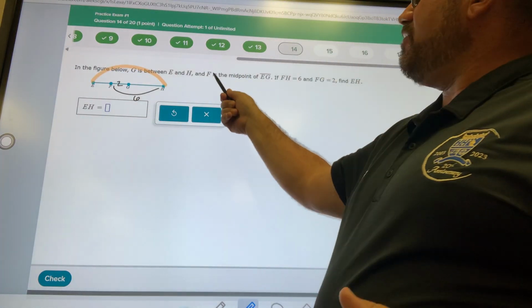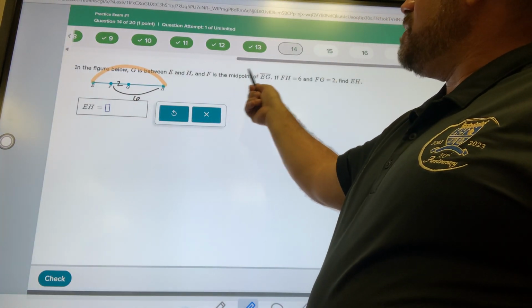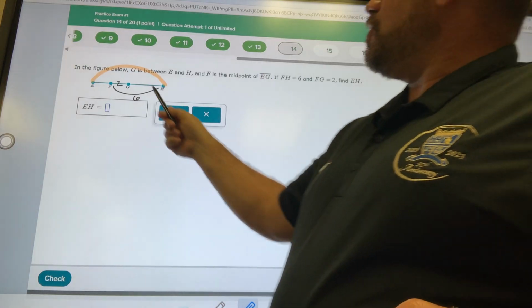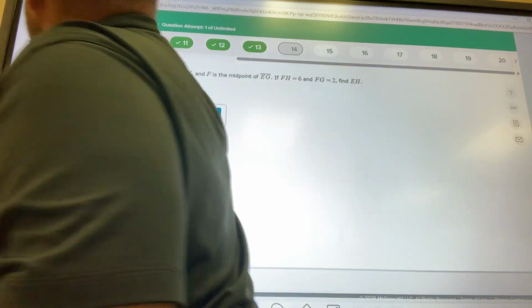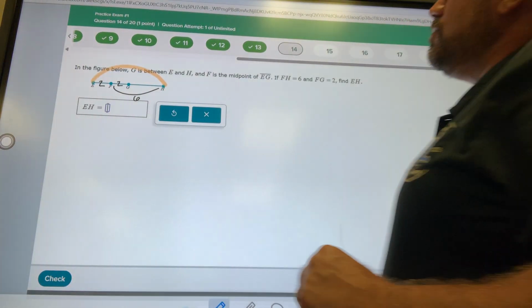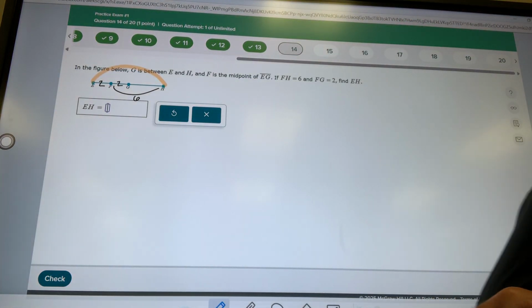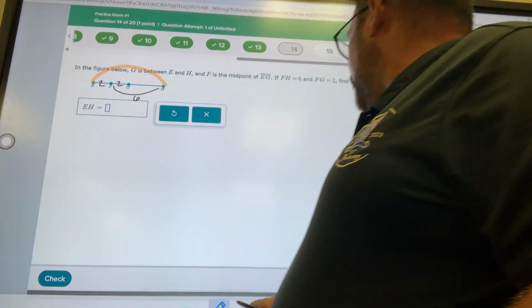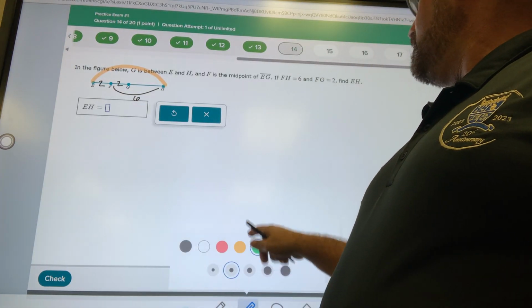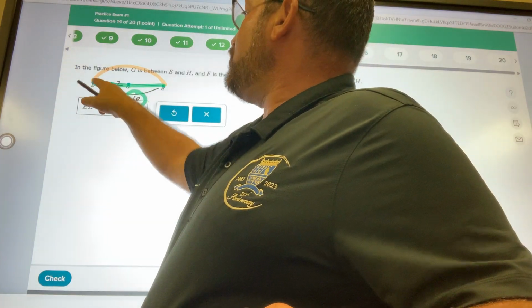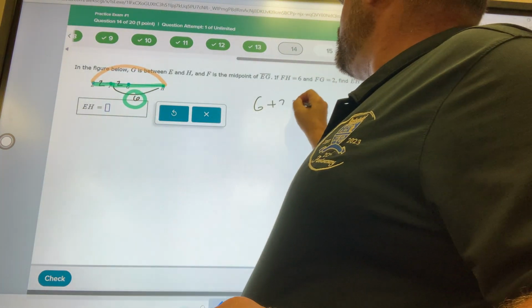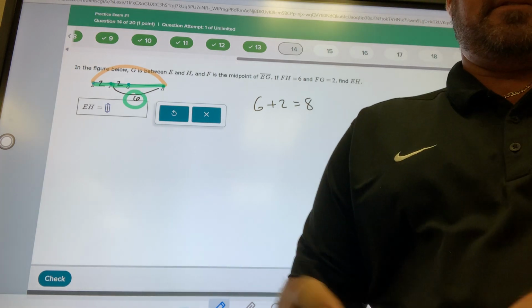But it gives me this piece of information that F is the midpoint of EG. So if EG is right here, F is the midpoint. If that is 2, this is also 2. And if I need to find that total distance, well, the distance from H to F is 6. If I add 2 more, 6 plus 2 equals 8.